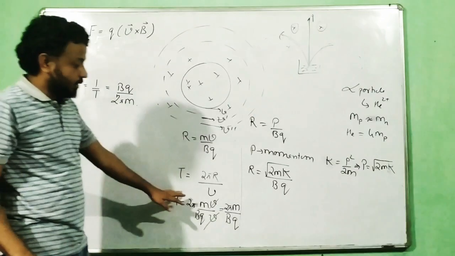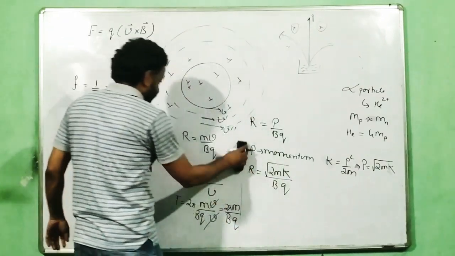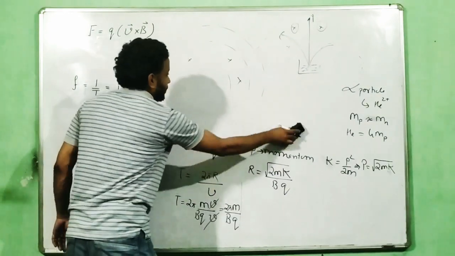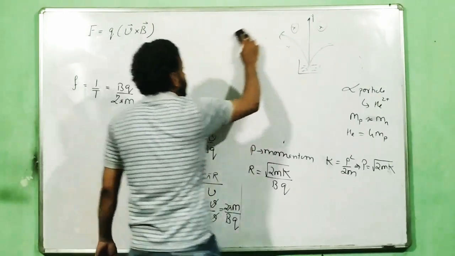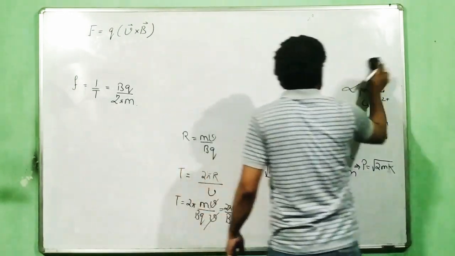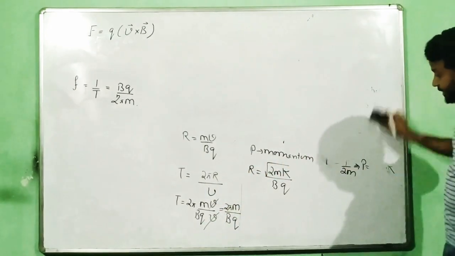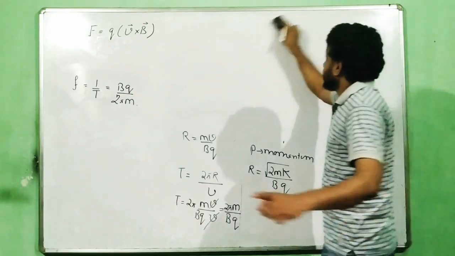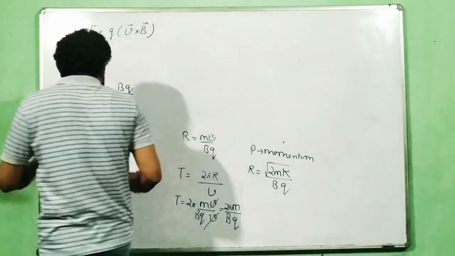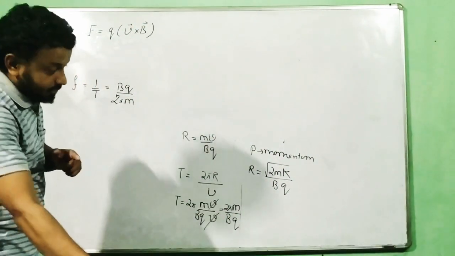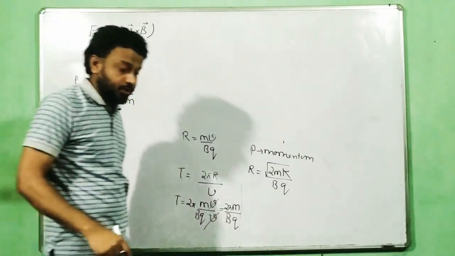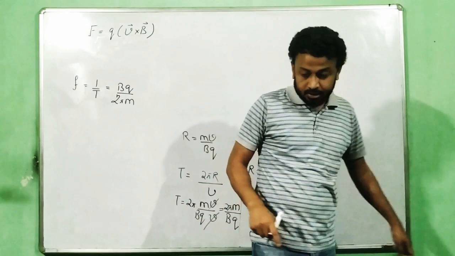So don't forget these two results. Remember again that they are independent of velocity. Please make a note of this. Don't be lazy, please make a note, otherwise you will miss it again. Time period and frequency are independent of velocity. It's a very important thing.